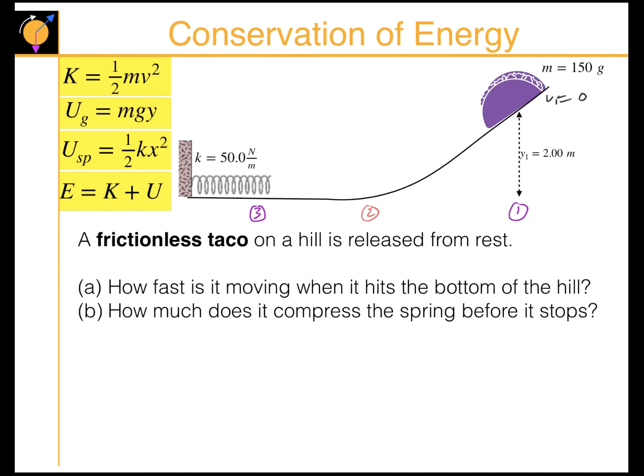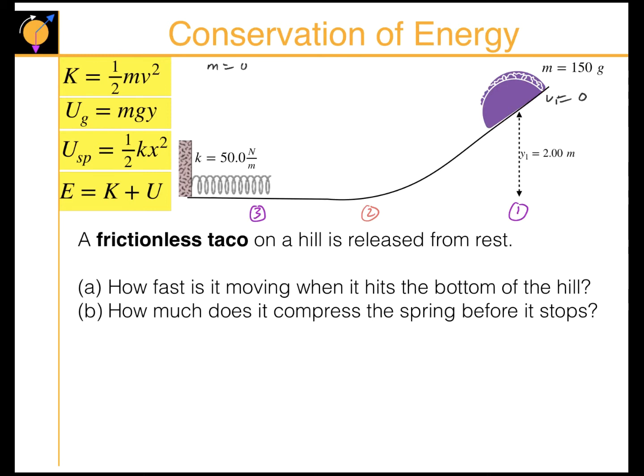Now, first it asks how fast is it moving when it hits the bottom of the hill. Then it asks how much does it compress the spring before it stops. This is combining all three things, right? Potential energy due to height, kinetic energy due to motion, and potential energy stored in a spring. So everything is coming together. Let's make a list of everything that we know so far.